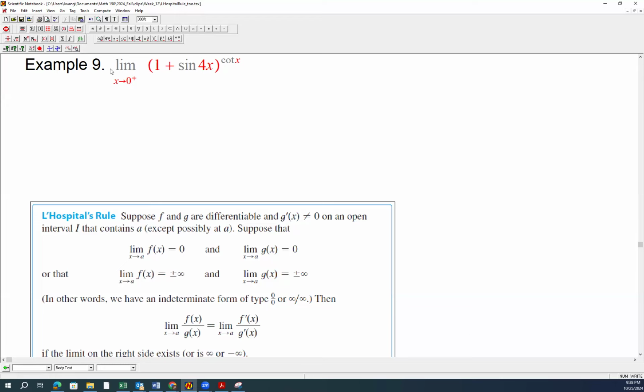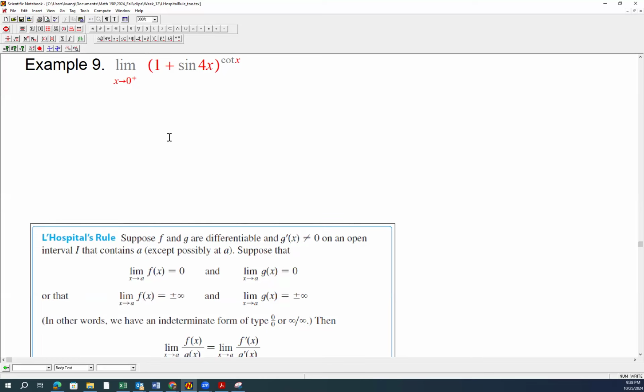As x approaches 0, we have 1 plus sine of 0, right? Well, x approaching 0, sine of 4x approaching 0. So this is 1 plus 0. It's 1. So for cotangent, just in case you guys are not familiar with cotangent, let me write it down for you.